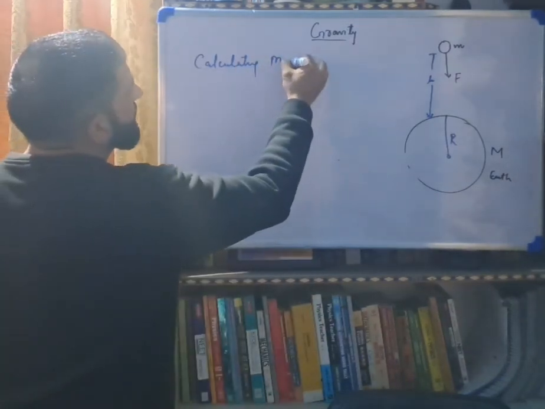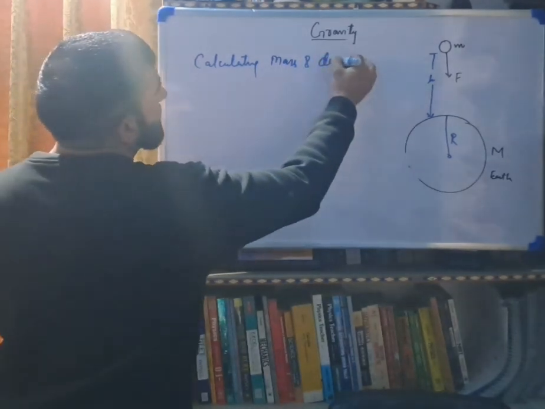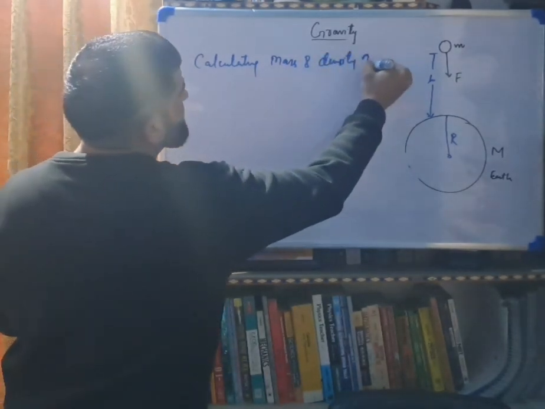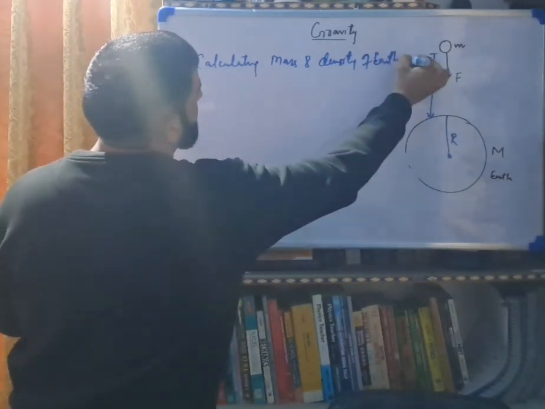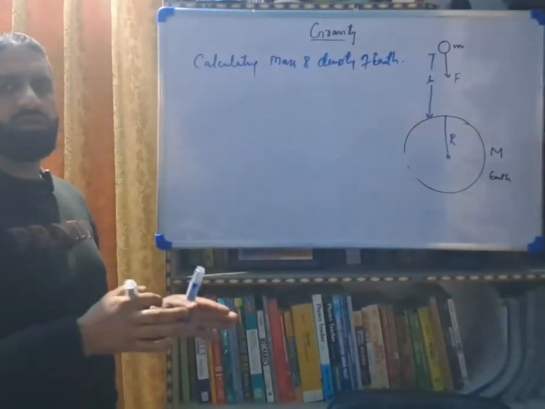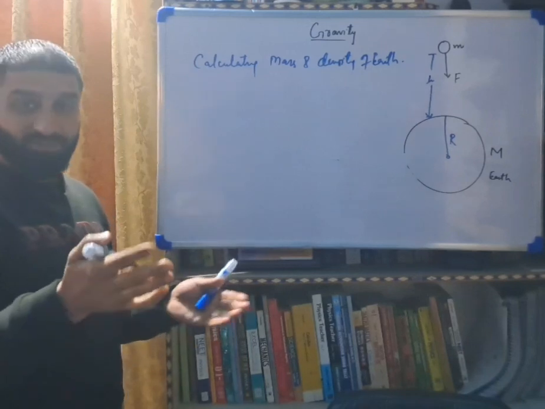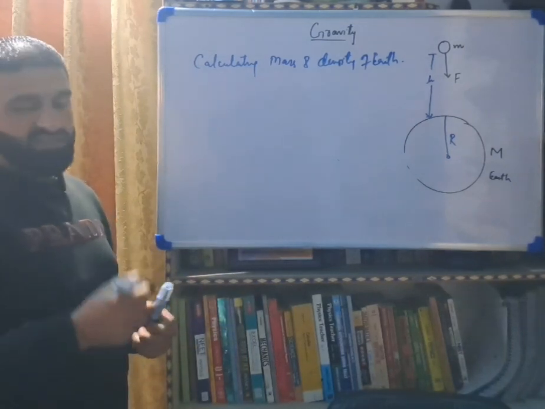Calculating mass and density of earth. As already stated, by the value of g, that is 9.8 meters per second square, we can calculate the mass of earth.